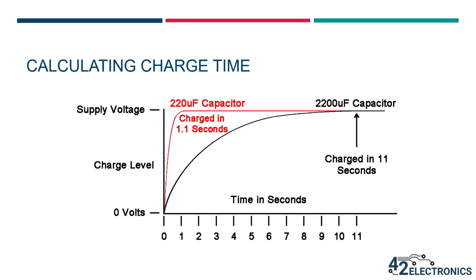As seen in the image here, at the 1 second mark, the 220 UF is almost fully charged, while the 2200 UF is still only charged to about 30% of its capacity. This means to utilize the full capacity of the larger 2200 UF capacitor, it must be given at least 11 seconds to fully charge.